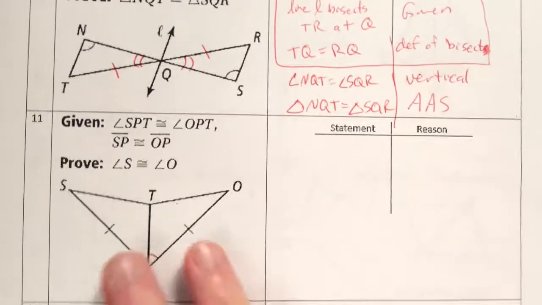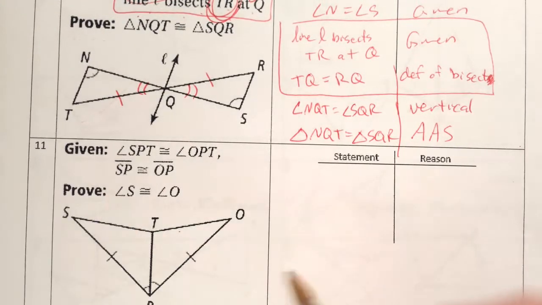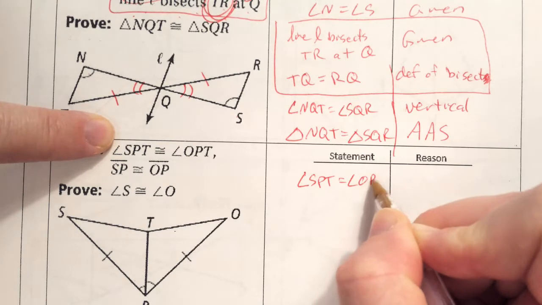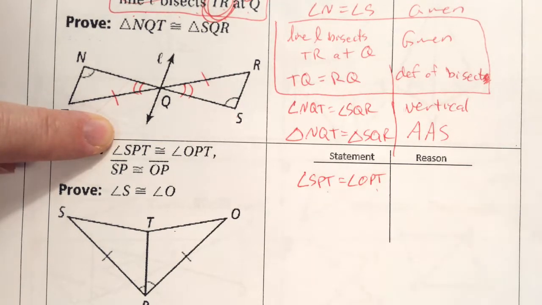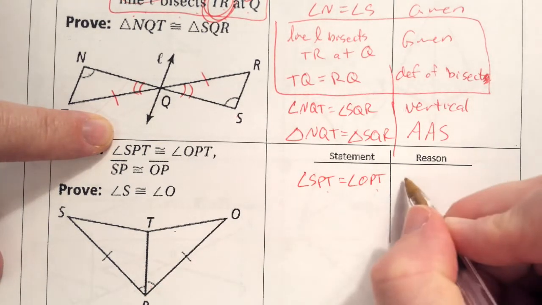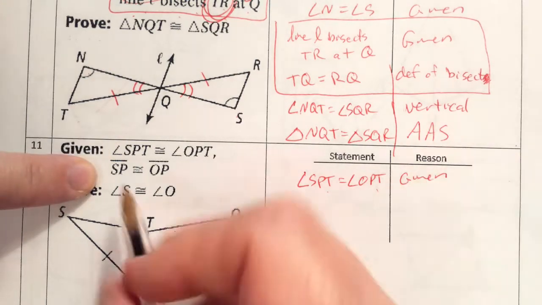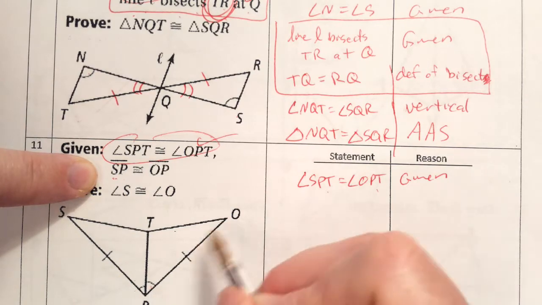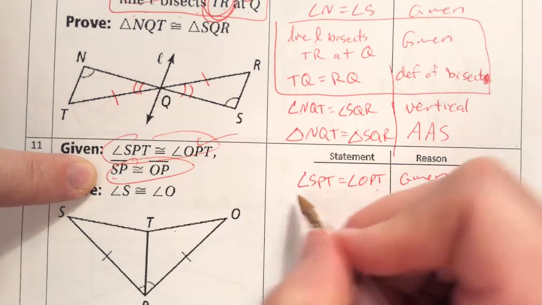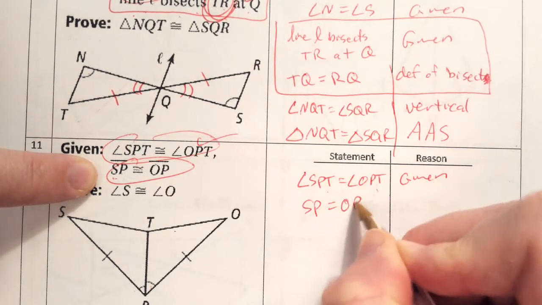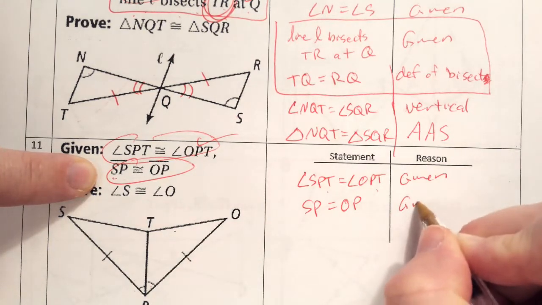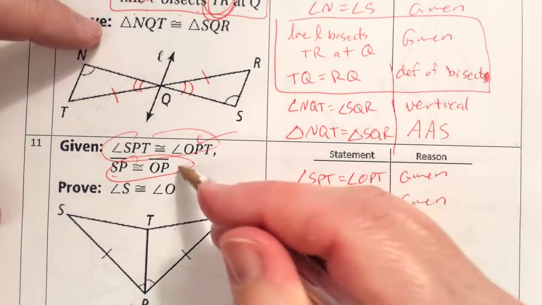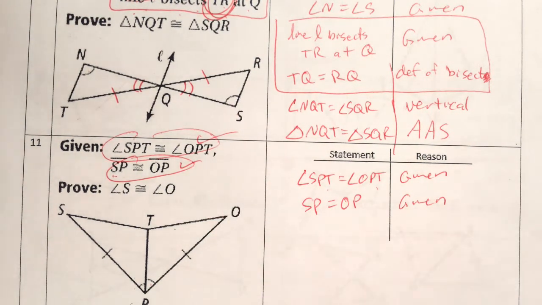All right, number 11. So number 11, we have angle SPT is equal to angle OPT. So basically, P is equal to P. Ooh, that's nice and labeled, and that was given. Then they said SP is equal to OP. Okay, good. SP is equal to OP. How did we know that? Once again, it was given. So there was nothing that filtered out of that.